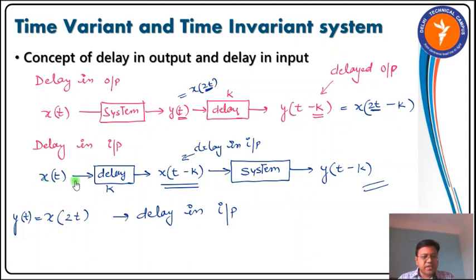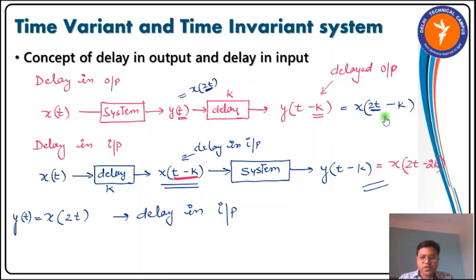If I have x of t, then if I introduce a delay in here, I will get x of t minus k. And if I feed it into the system, which is taking a certain input and giving the scaled time of the input signal in the output, then when I input this signal, in the output I will get y of t minus k, and this should be equal to the scaled version of this time, that is x of 2t minus 2k.